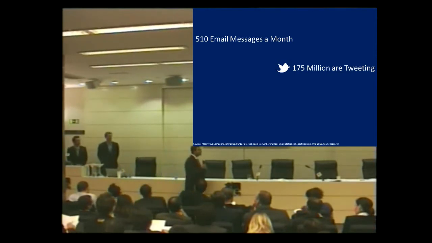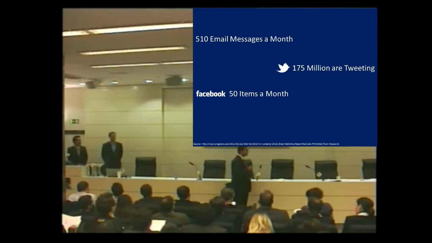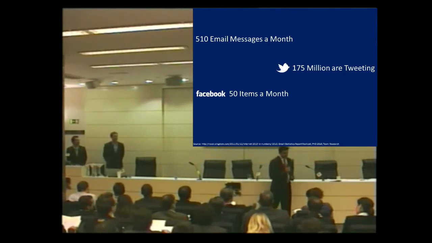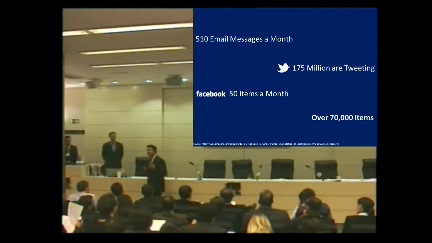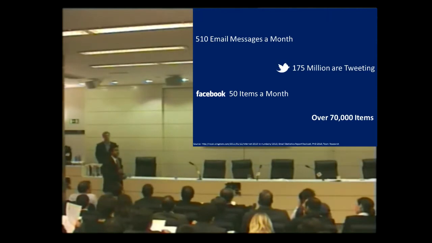And if you're one of the 1 billion people using Facebook, or close to 1 billion, about 800 million right now, you're seeing about 50 items a month. And again, some people a lot more. And that adds up to about 70,000 items. That's a lot of items that people have up in the digital cloud. Your items in the cloud.